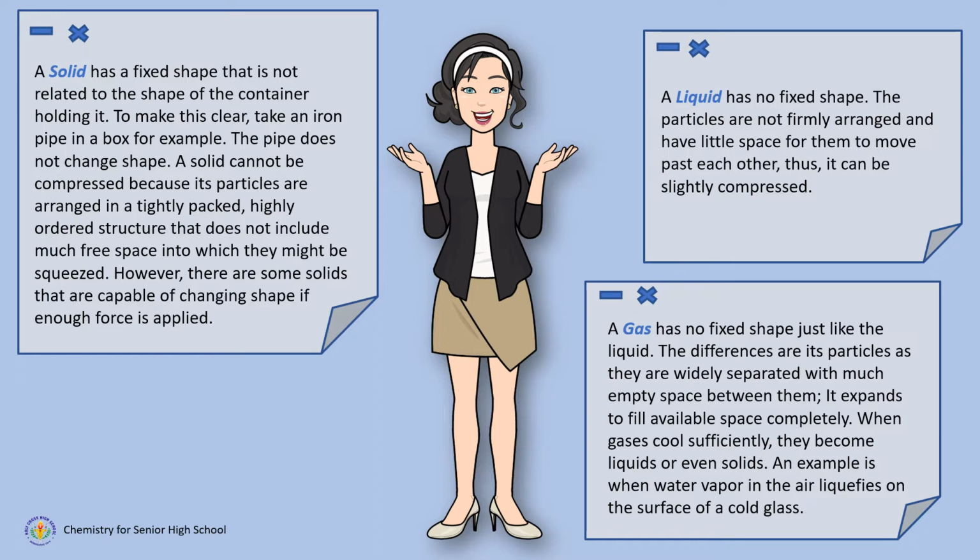A gas has no fixed shape, just like the liquid. The difference is its particles, as they are widely separated with much empty space between them. It expands to fill available space completely. When gases cool sufficiently, they become liquids or even solids. An example is when water vapor in the air liquefies on the surface of a cold glass.